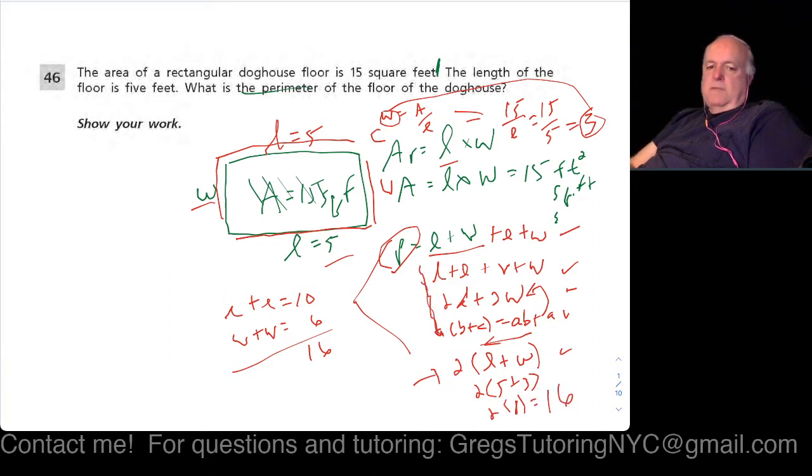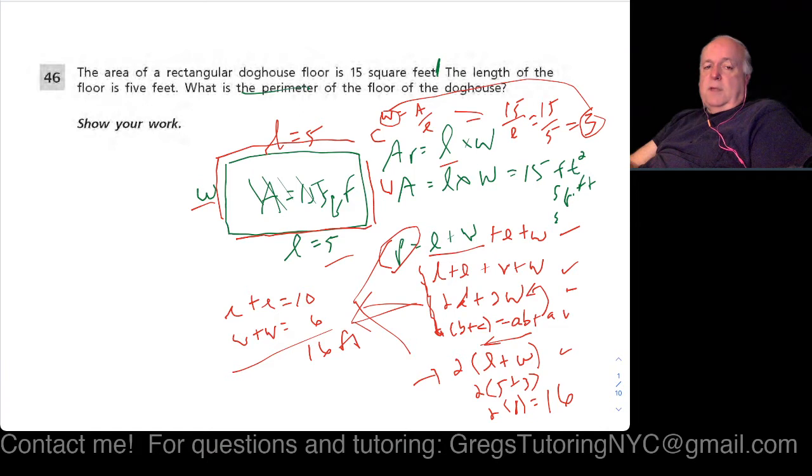Right? Because 5 plus 3 plus 5 plus 3 is also 16, right? And the 2L plus the 2W is basically what I did right there, all right? So the perimeter is going to be equal to 16 feet. It's not square feet, it's feet, right?